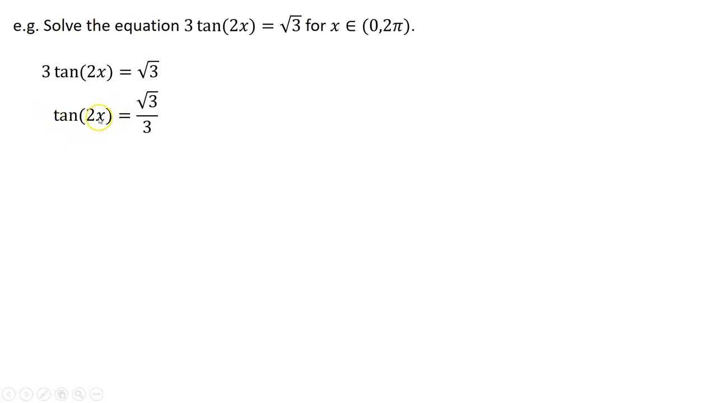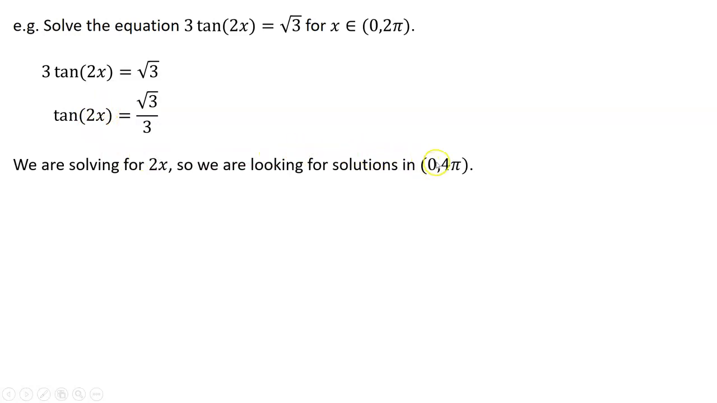Now, I need to find what x is, so I need to use inverse tan to get rid of the tan part. But I know that there might be multiple solutions. I need to know how many of those solutions I need to look for, or in what interval I need to look for them. I'm given my domain here, x is in the interval 0 to 2 pi. I'm going to be solving for 2x, so I need to look for solutions in 0 to 4 pi. I substituted in 2x for x there, so I needed to multiply both of my boundaries by 2.